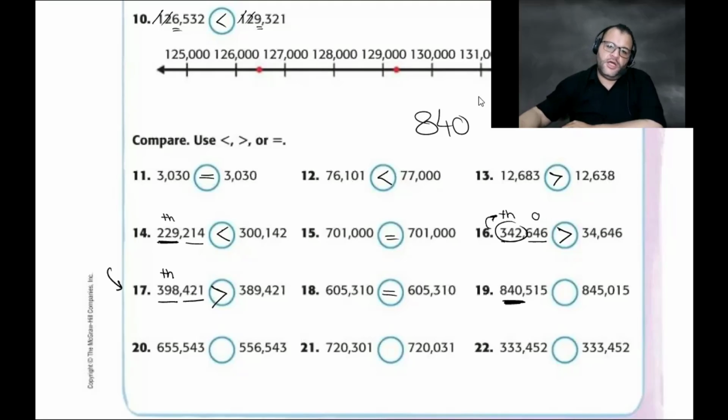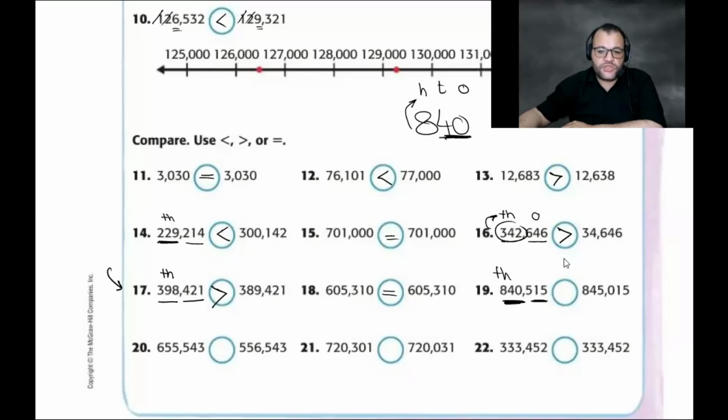No, at the first, that is the ones, tens, and hundreds. That's right. So we say 840. Not 800. 840 what? 840,000. Yes. And 500. Yes. And 15. Yes, perfect.